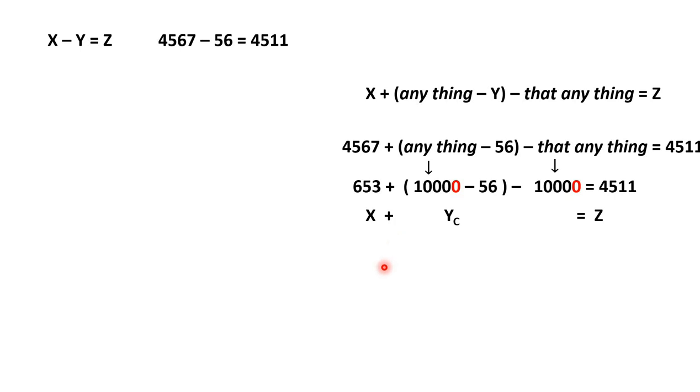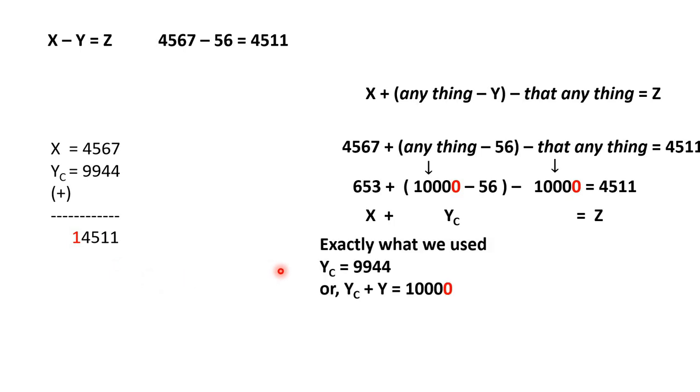So the same logic, that we are adding something to x and then doing something else also. So in this example, we are adding the complement, as we have shown earlier, that this is the complement of 56, and we are getting 14511, and that is exactly the yc. Or yc is chosen in such a way that when added to y, that is 56, you will get 10,000.